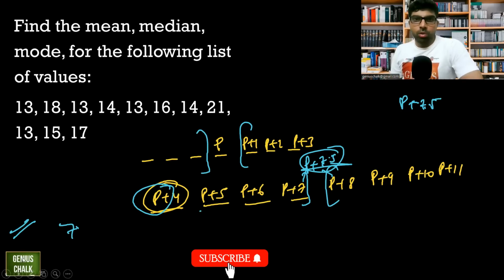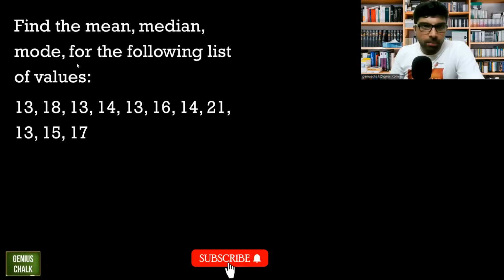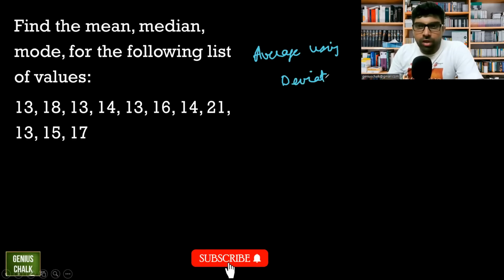Find the mean, median, mode for the following list of values. Remember, mean means the average only. So you can find the average. But to find the average, now we must have one logic. You can add and divide by the number of things. The second way we'll be understanding is average using deviation. It's a very important method to find the questions of average.